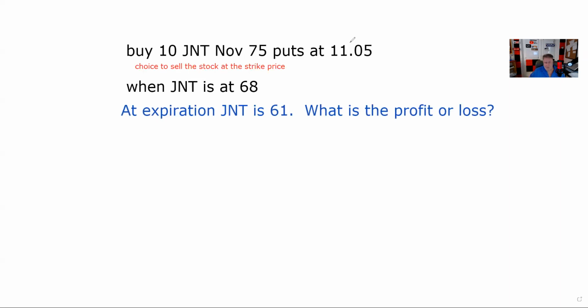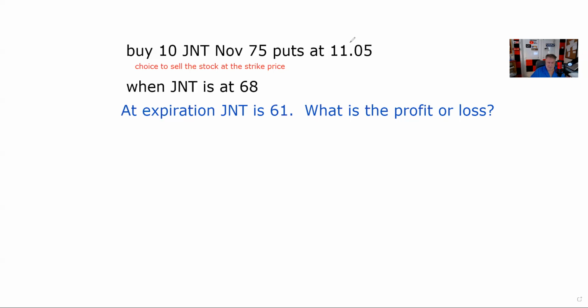You should know that when you are a buyer, owner, long, or the holder of a put contract, what you've established is the choice to sell the stock at the strike price. So I have a choice to sell 1,000 shares of JNT, that's the underlying interest, at any time between now and November expiration, third Friday, 11:59 Eastern time. It's a put contract, and for that choice, I paid 11.05.